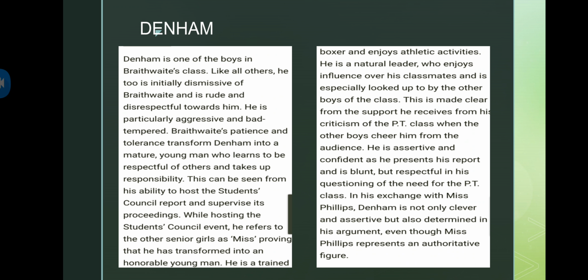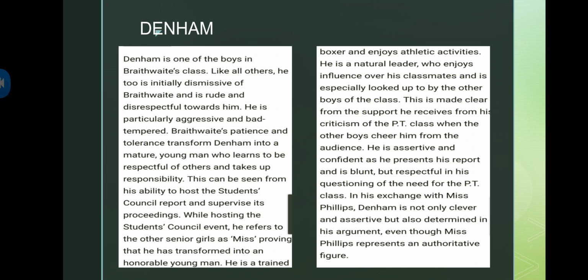So first we'll deal with Denham. Denham is one of the boys in Braithwaite's class, like all others. He too is initially dismissive of Braithwaite and is rude and disrespectful towards him. He is particularly aggressive and bad tempered. Braithwaite's patience and tolerance transform Denham into a mature young man who learns to be respectful of others and takes up responsibility.